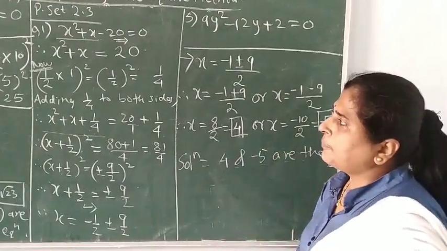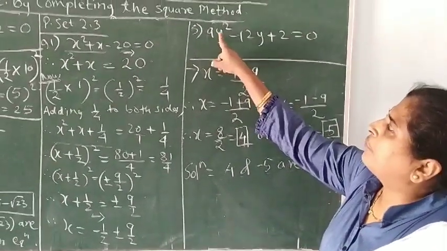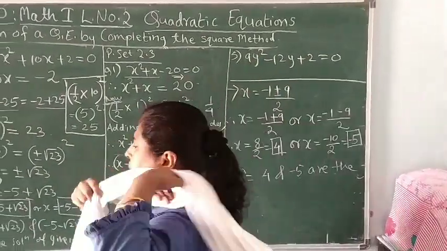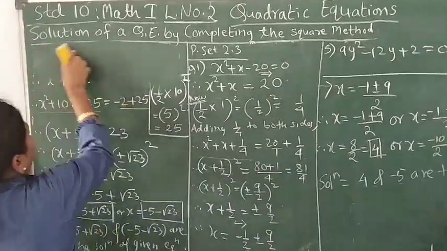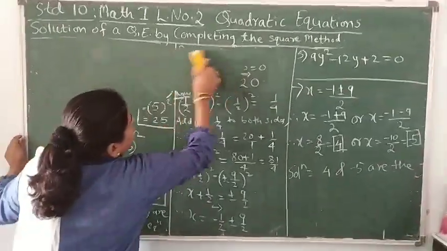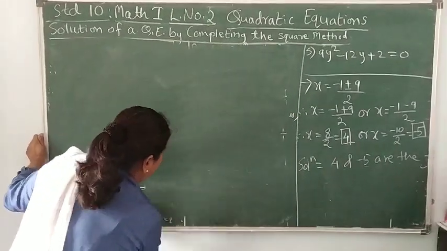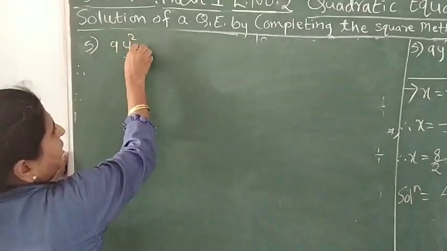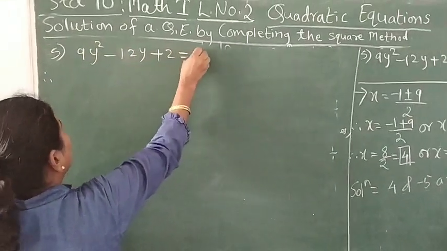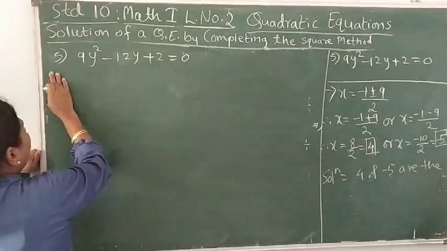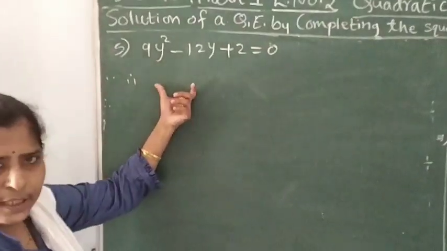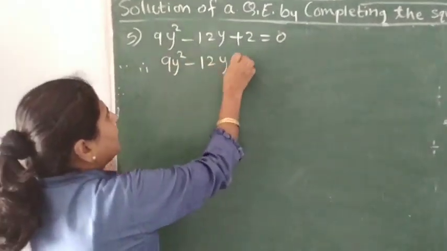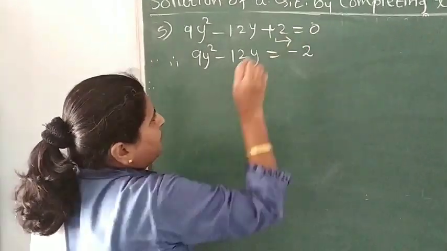Let's do one more type of sum where the value of a is not 1. In such a case, what can we do? Let's solve the fifth sum from the practice set. I am copying it here: 9y square minus 12y plus 2 is equal to 0. What is our tip? How do we write this given equation? The first two terms on the LHS and the third on the RHS. So 9y square minus 12y is equal to minus 2, as the plus 2 goes to the other side.